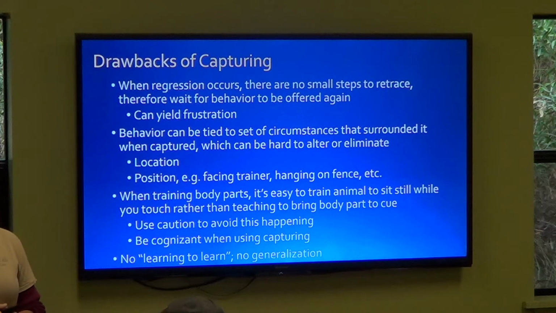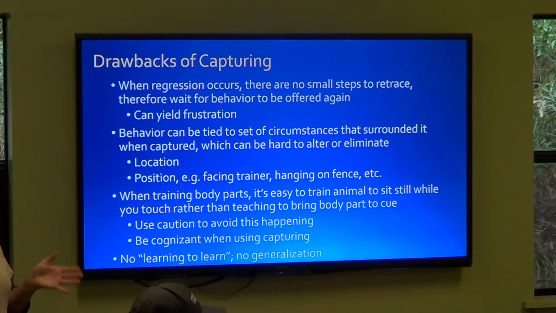I also see with capturing that the behavior can be quite intimately tied to the location or some other really specific situation and orientation, maybe a position on the fence line if you're working on an animal positioning a certain way. If you only work the behavior in a specific location because it's convenient, then it becomes really tied to that location and it's difficult to move to other places. So that's a real risk: trying to generalize it to different places.